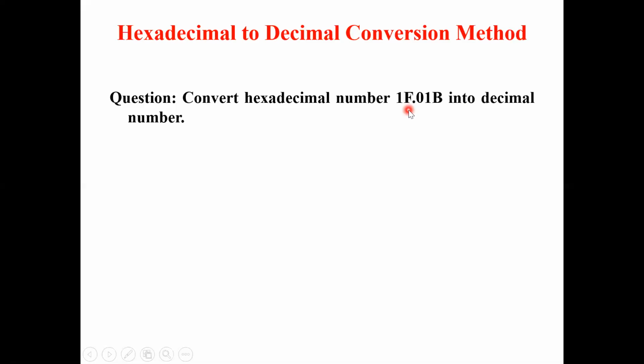So F is 15 and B is how much? 12. Okay. Then 16 raised to 0, 16 raised to 1, you multiply. This is 16 raised to minus 1, minus 2, minus 3. Then add all.